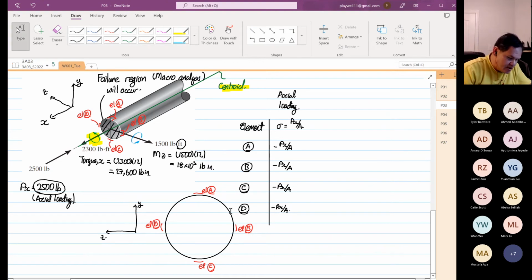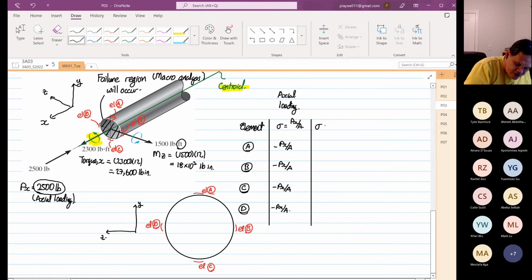Okay, now watch this. The next one is going to be the stress induced by the moment. So the moment is in the z direction. So Mz over Izz multiplied by y. Okay, multiplied by y. So this is due to the bending moment.